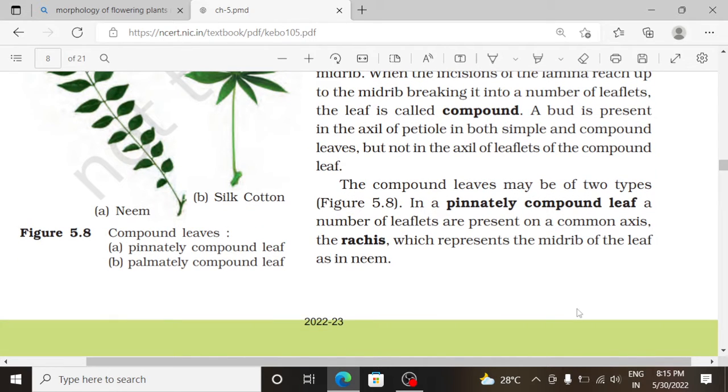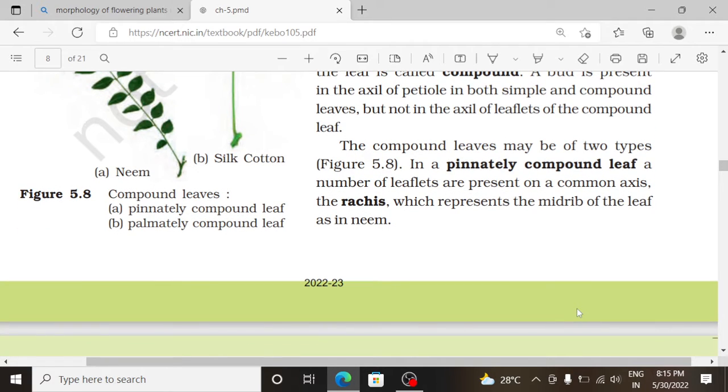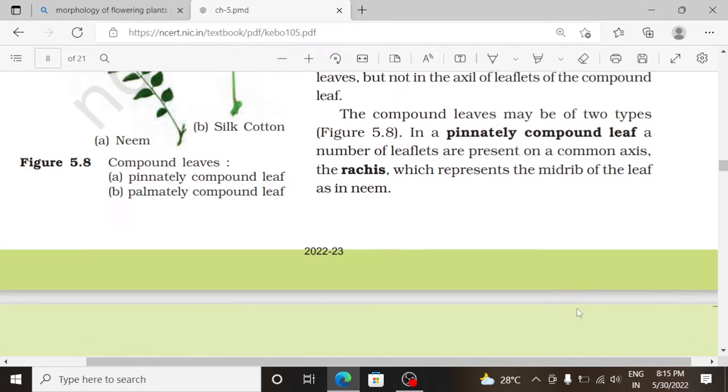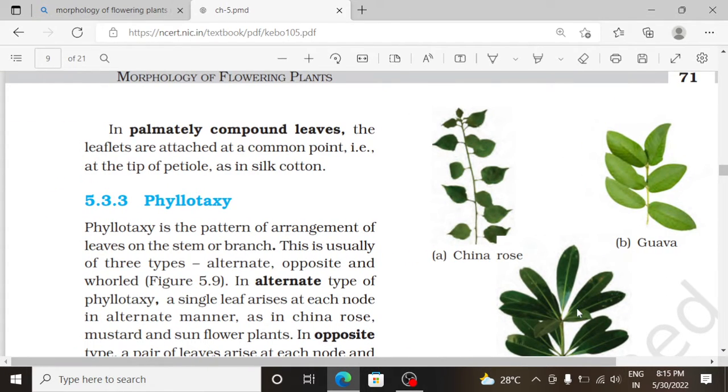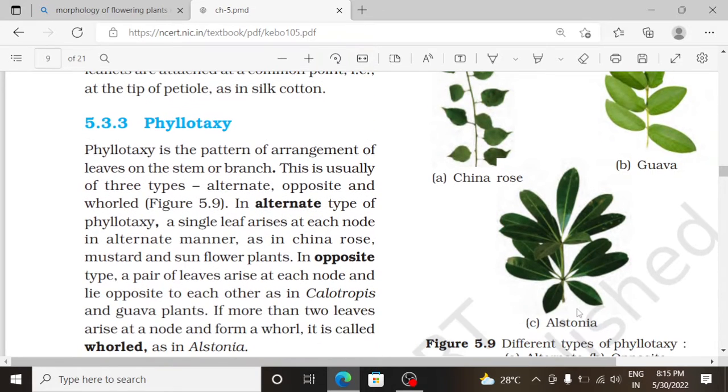The compound leaves may be of two types. In a pinnately compound leaf, a number of leaflets are present on a common axis, the rachis, which represents the midrib of the leaf, as in neem. In the palmately compound leaves, the leaflets are attached at a common point, that is at the tip of the petiole, as in silk cotton.